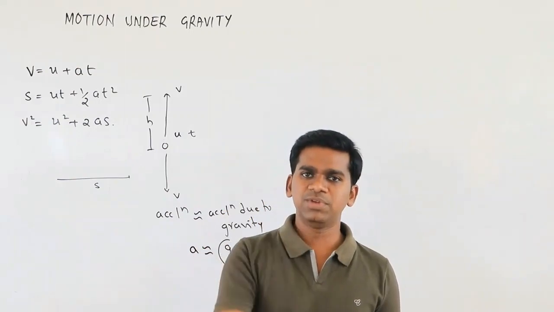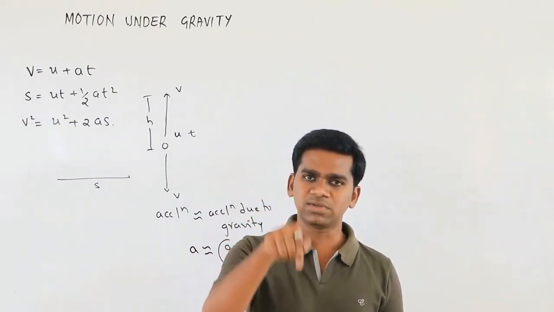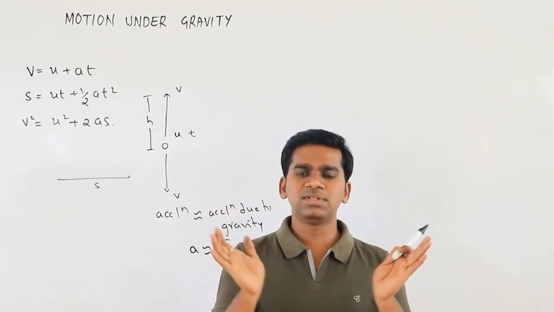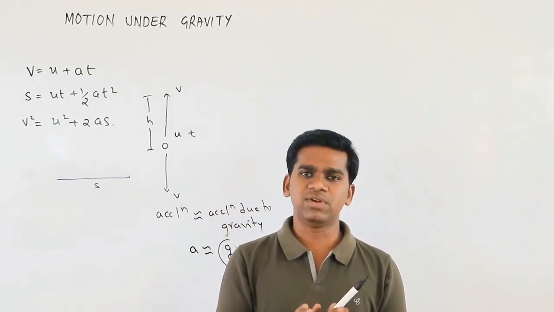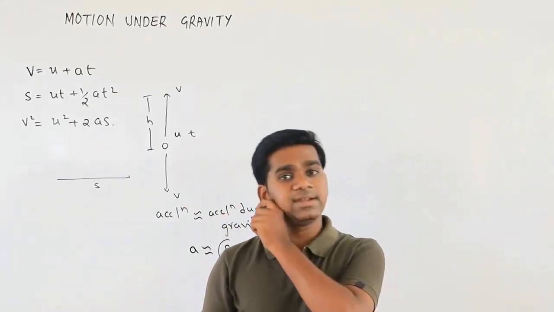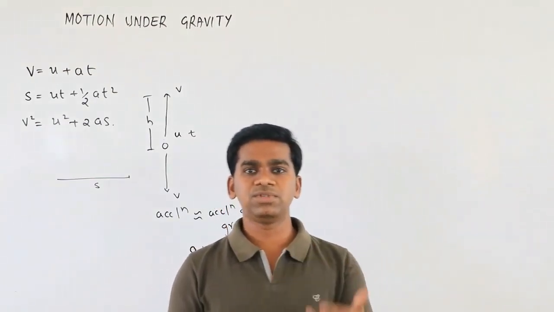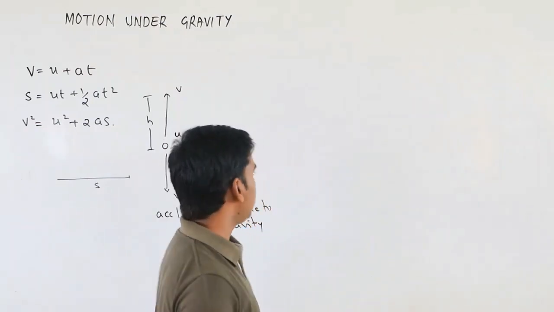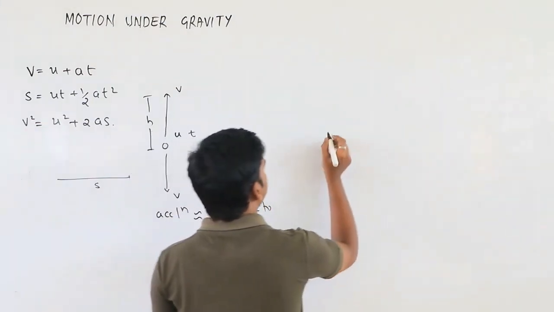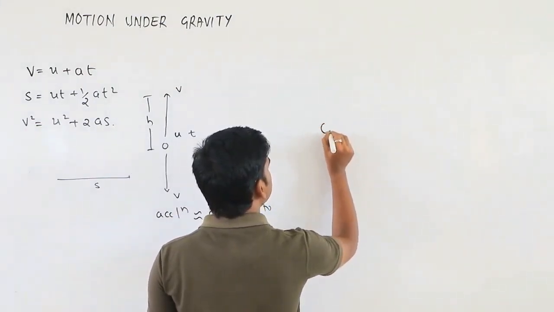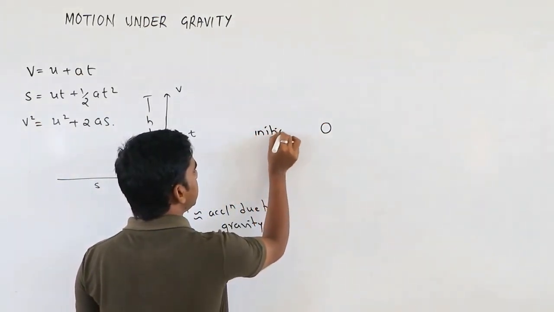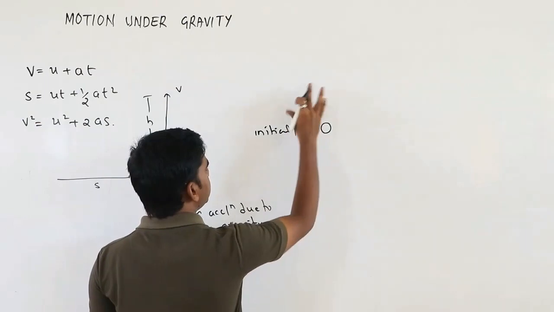If the body is moving downward, then g is also in the downward direction, because g is always towards the center of the earth. So its direction will not change. Because the direction of the body changes, we have to change the sign of acceleration due to gravity. So what are those sign conditions? Suppose your body is here. This is the initial position.